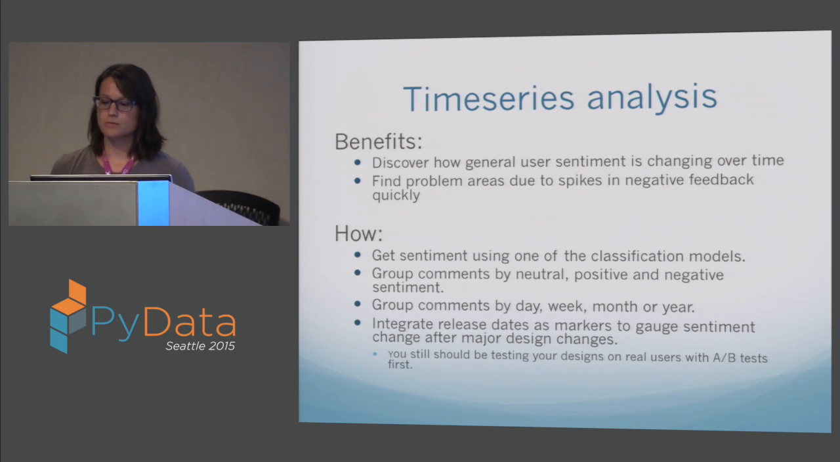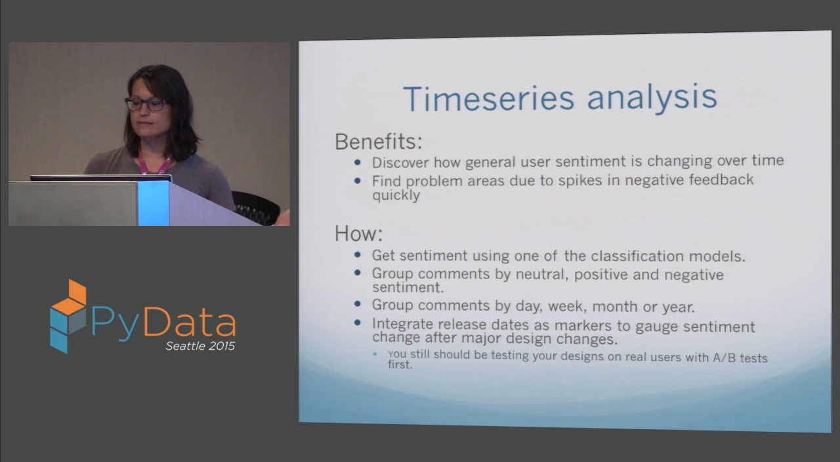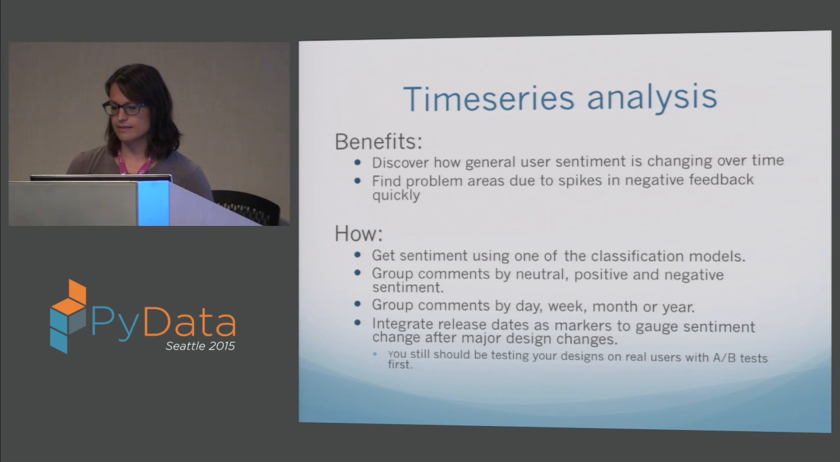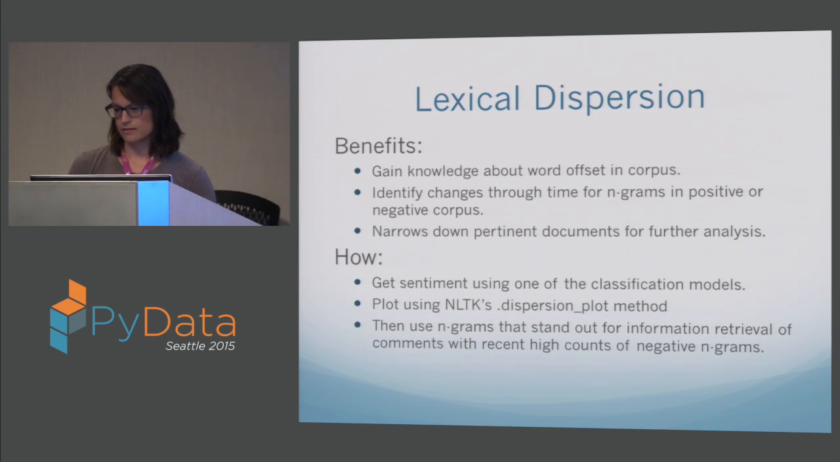And then how: you get the sentiment using one of the classification models. You group the comments by neutral, positive, or negative sentiment, and group comments by day, week, month, or year. Then you can integrate release dates as markers to gauge sentiment change after major design changes. But I do want to point out, you still want to be testing your designs with real users using A/B tests. You shouldn't just rely on something like this. You want to be more proactive than that with new design changes.